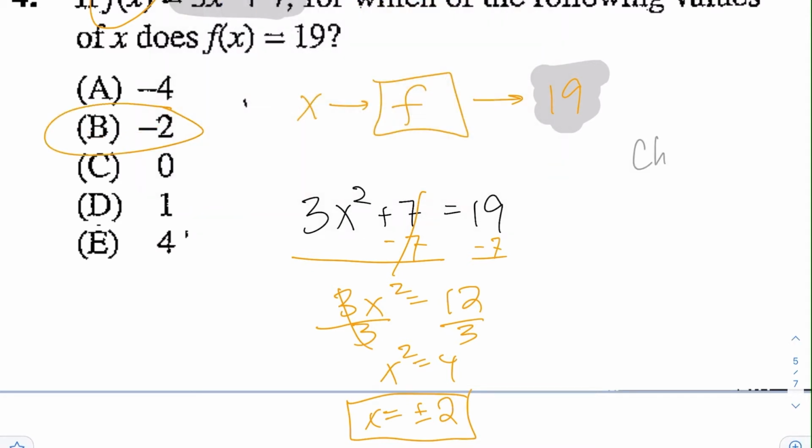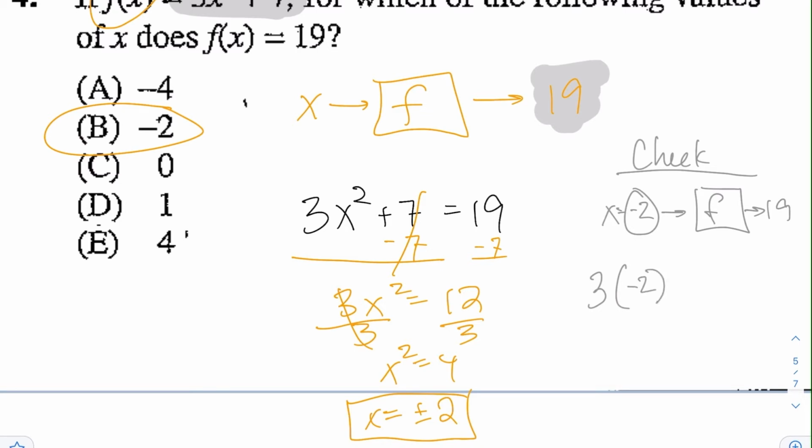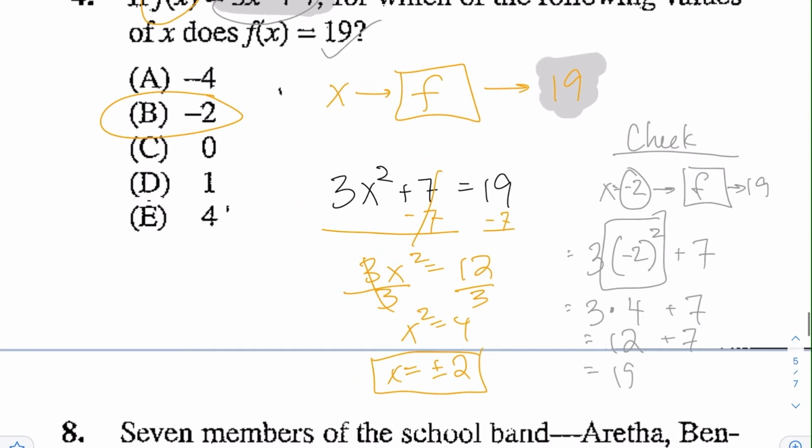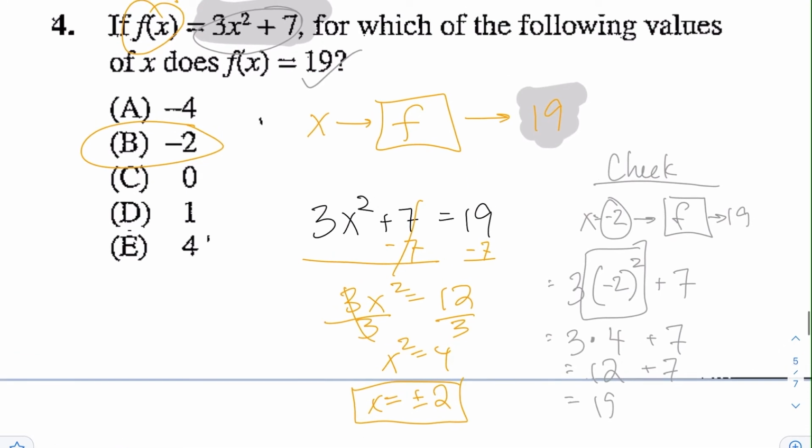Now you can check your work. If you substitute x equals negative 2 into this function, you should get 19 out. So let's double check. If you plug in and replace all the variables of x with negative 2 in this rule, you will get 3 times negative 2 squared plus 7. And then when you do order of operations, gotta do the exponents first. So this is 3 times 4 plus 7, and 12 plus 7 is equal to 19. So everything does check out. So the answer is choice B.